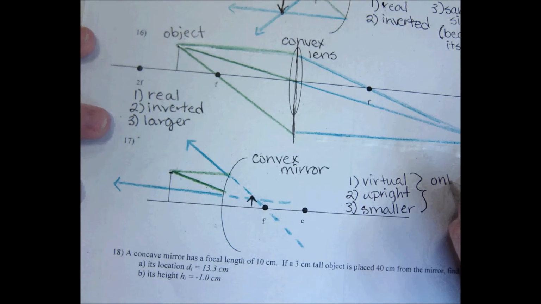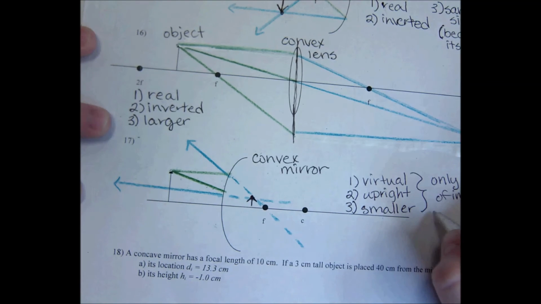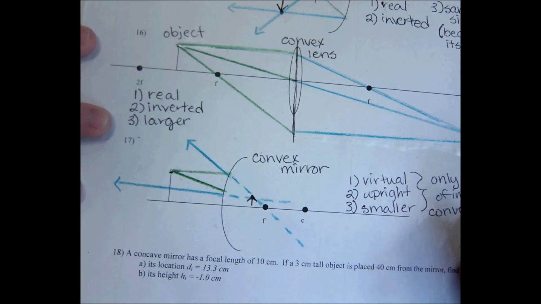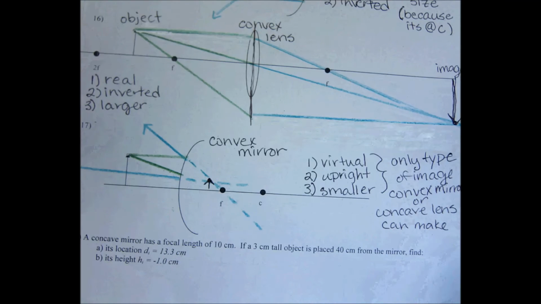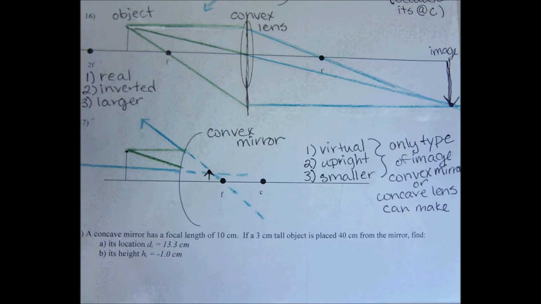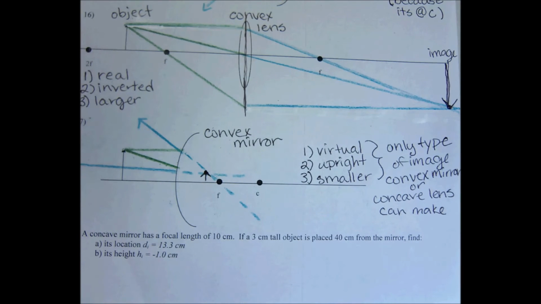Remember that this is the only type of image that a convex mirror or a concave lens can make.